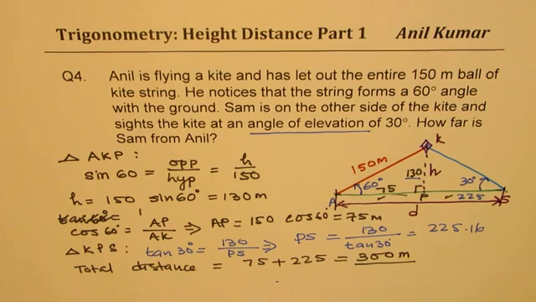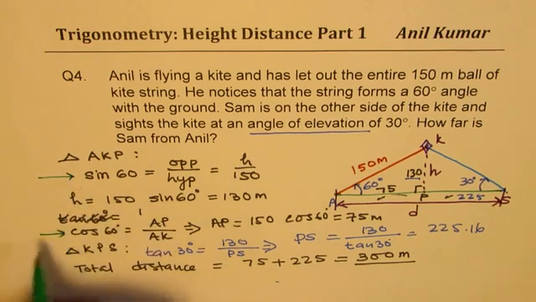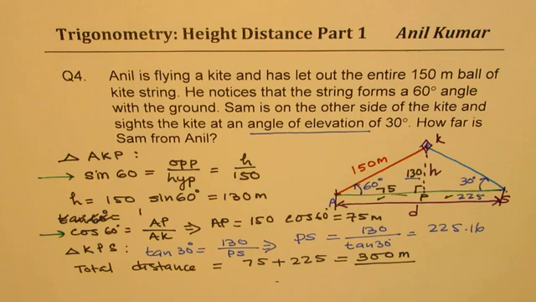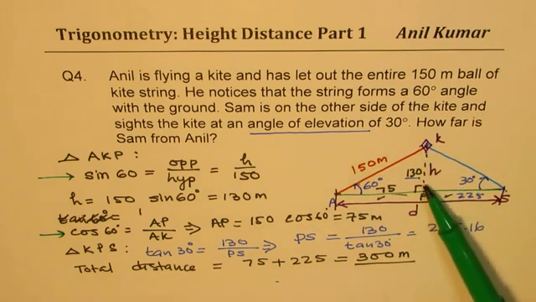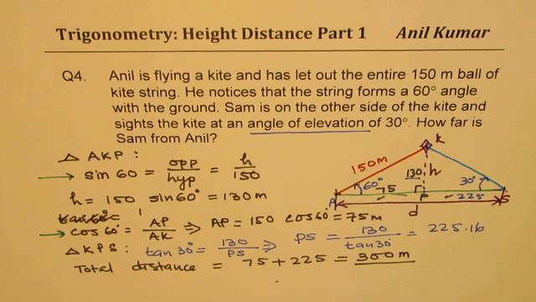I hope the concept is clear, and we have seen what angle of elevation and depression is, always measured from the horizontal. We have also learned with the help of our last example that you might use sine ratio or cosine ratio to solve height and distance problems. However, most of the time, since we are involving height and the distance, it is the tan ratio. Perfect. That brings us to the end of this particular video.